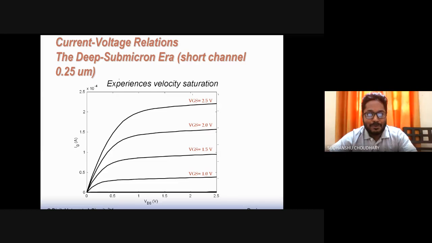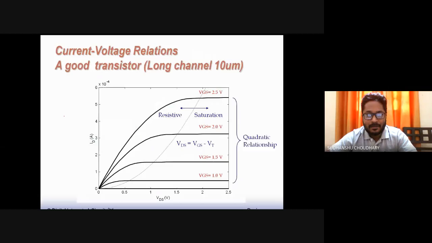Now, previously we had seen the IV characteristics of a long channel MOSFET. Let me go back here. Yesterday, I think, we saw the current voltage relationship of a long channel MOSFET. The drive current at 2.5 volts was somewhere around 5 into 10 to the power minus 4, maybe 50 milliamperes. And the current voltage relationship was quadratic, which was observed by looking at the spacing between the currents at different VGS.